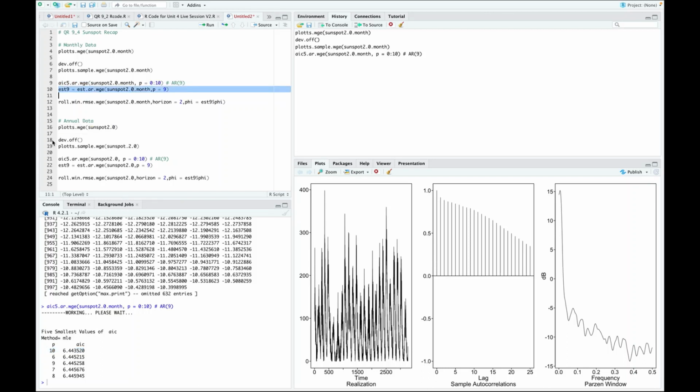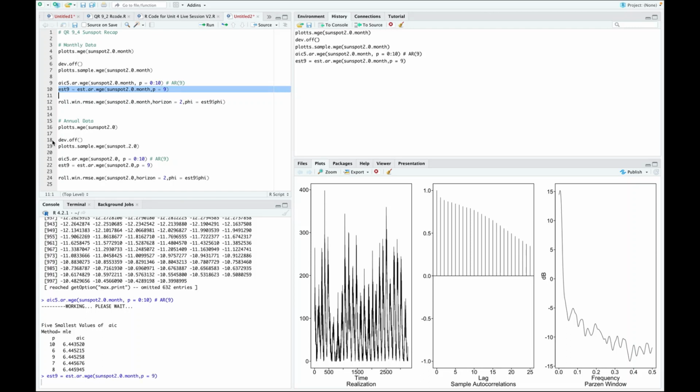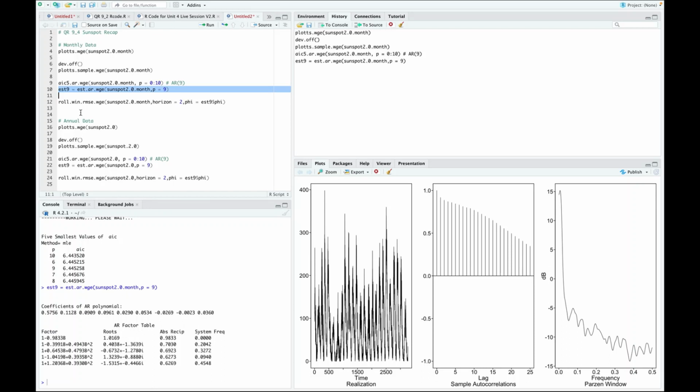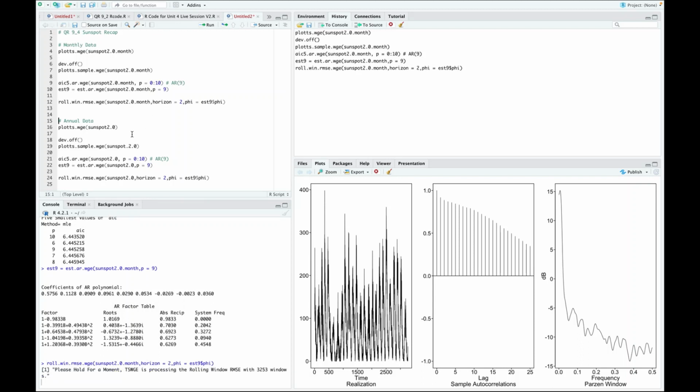But here I'm estimating the 9 phis, phi 1 hat, phi 2 hat, all the way to phi 9 hat. And so we've got that. And then I'm going to do a rolling window ASE or RMSE on the Sunspot data. We're going to look at a horizon of 2 here. This actual function won't do horizons of 1, so it's actually handicapping this just a little bit. It should do better with a horizon of 1 than it does looking 1 and 2 out. But just as a baseline here, we'll run that.